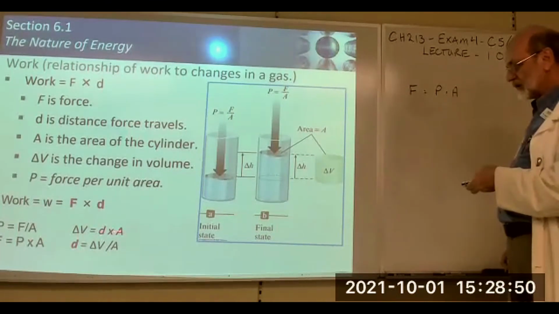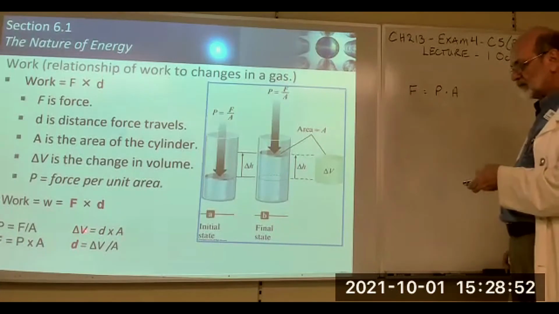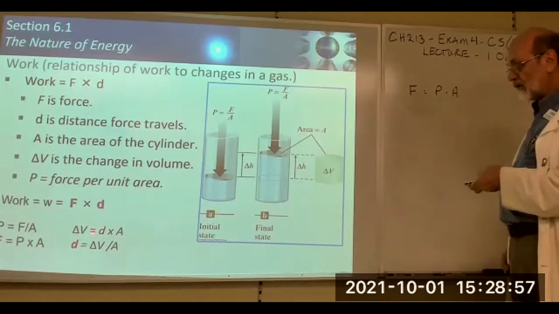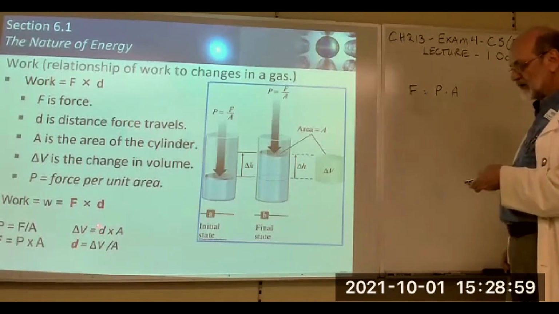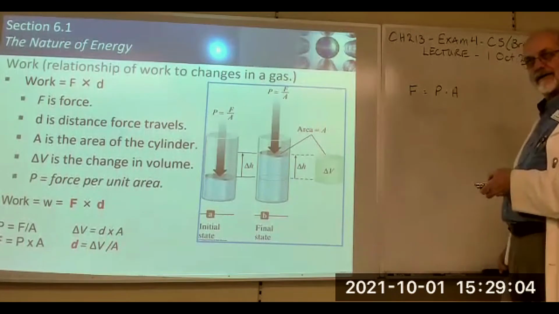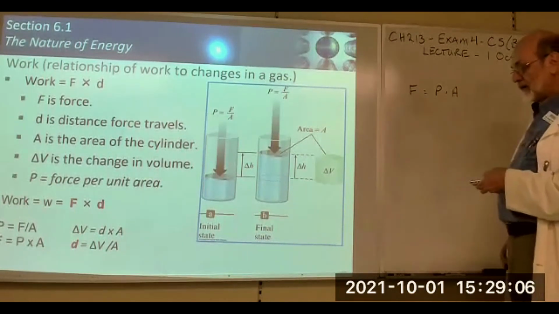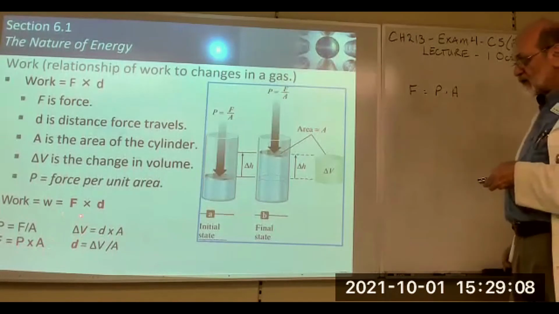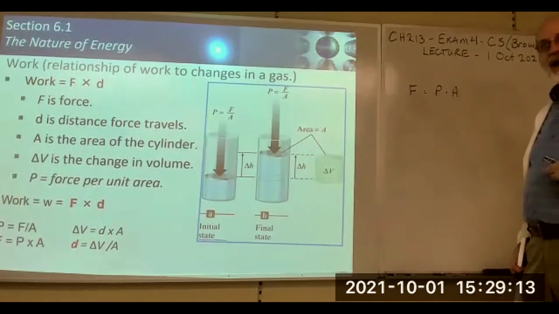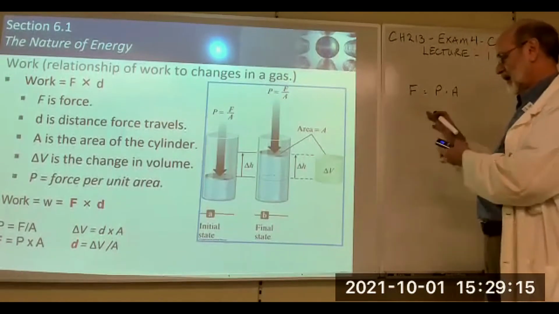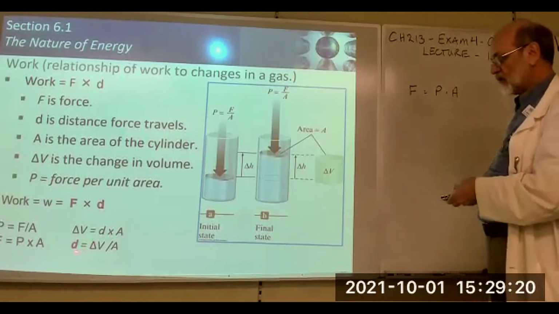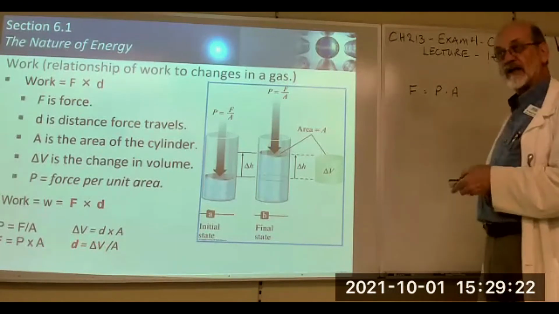So height moved times area is a change in volume. And if we solve that for distance, this height moved, this distance equals the change in volume divided by area. Now, if we plug these values in for work, we can define work for this gas in terms of familiar quantities for the gas: pressure, area, and change in volume.